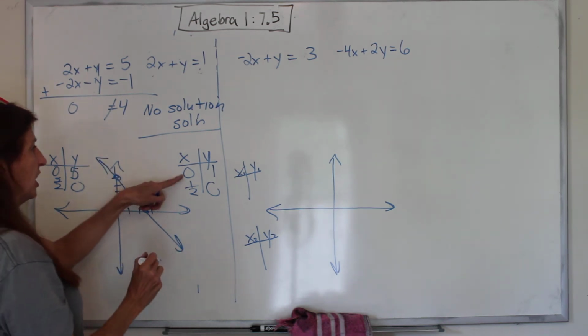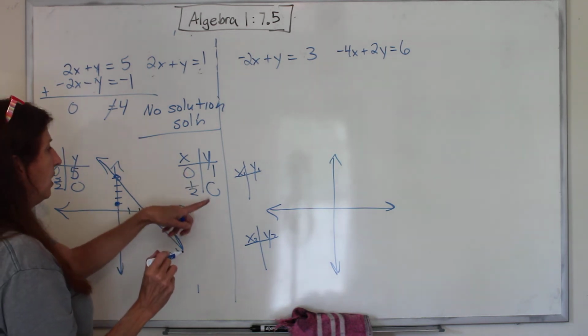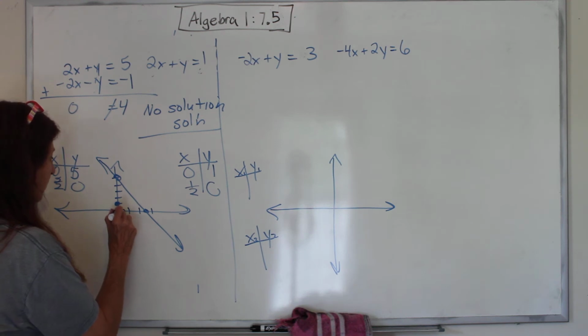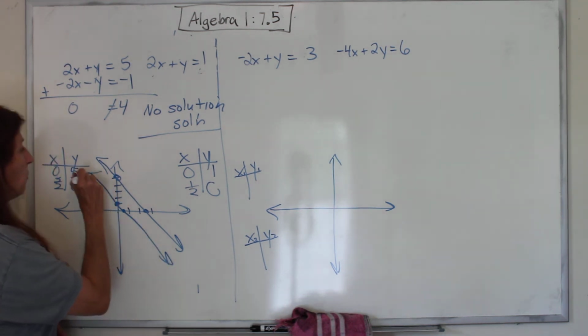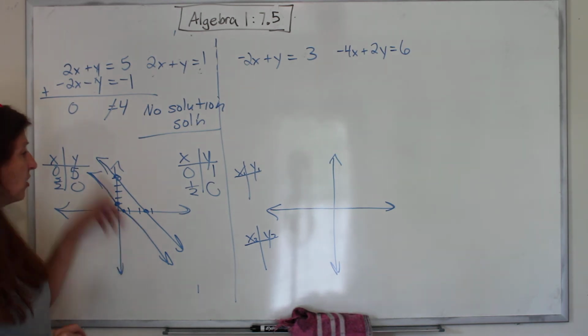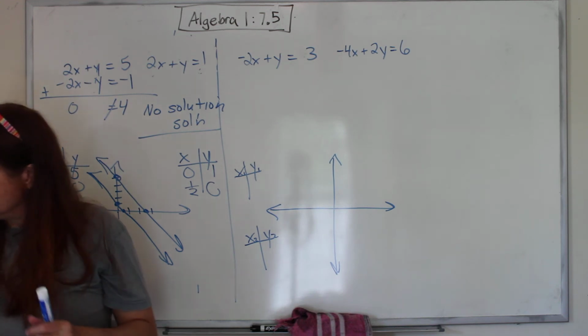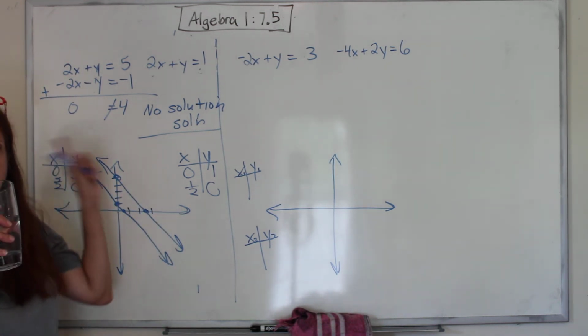Okay, and that's our first line. And now our second line, if x is 0, y is 1. If y is 0, x is 1/2. And here is our second line. Oh, they're parallel, so they will never cross, so there is no solution. Does that make sense? Parallel lines are never going to cross, so no solution.